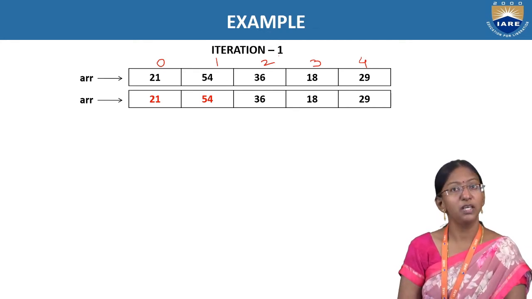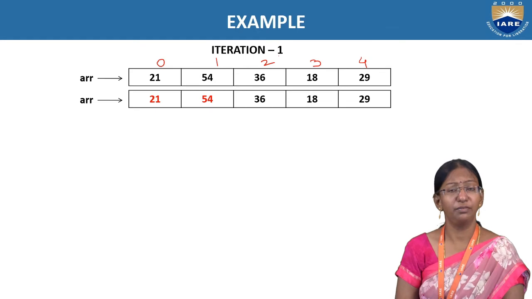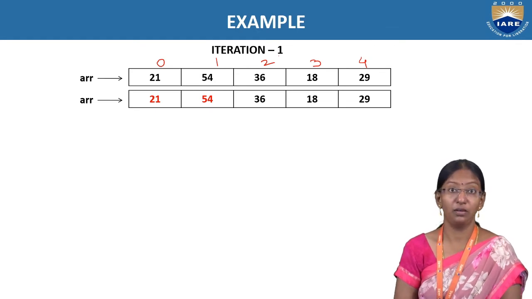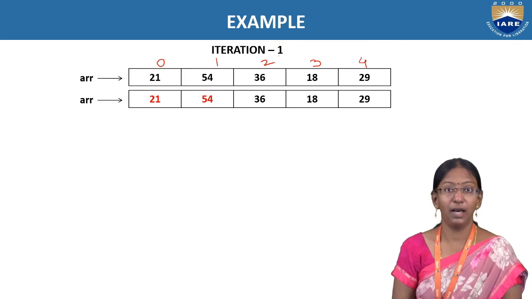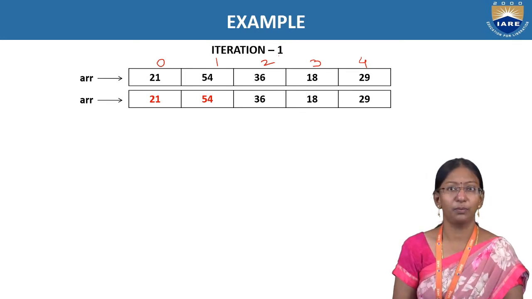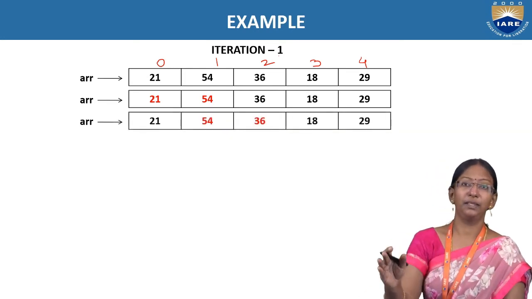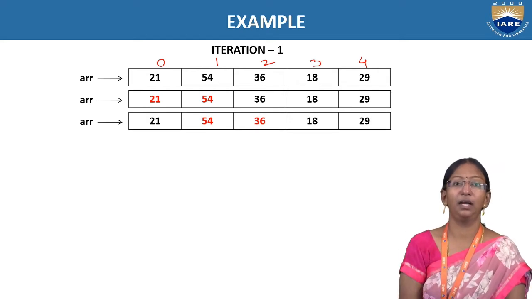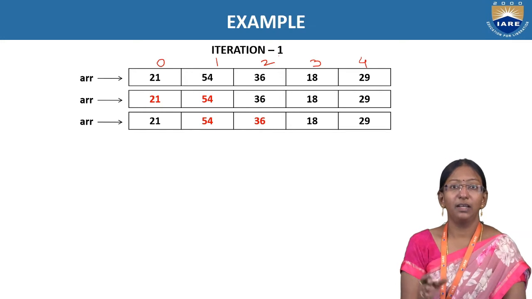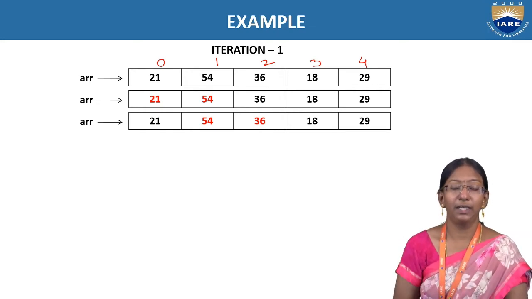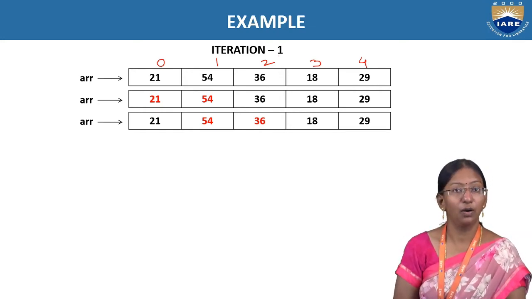Compare these two. Is 21 greater than 54? No, they are in order. Guys, remember I'm talking about ascending order. They are in order, so I need not swap them. What next? Compare the elements. Increment the I value. So now the current I element will be at index 1.